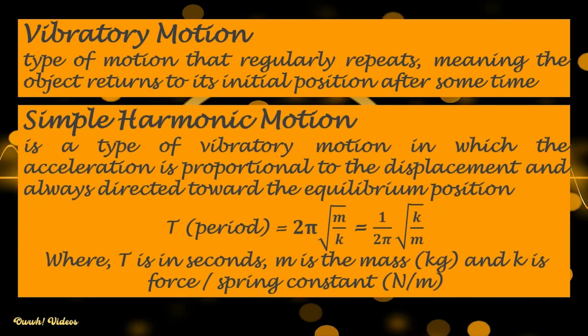Vibratory motion. Type of motion that regularly repeats, meaning the object returns to its initial position after some time. Simple harmonic motion is a type of vibratory motion in which the acceleration is proportional to the displacement and always directed toward the equilibrium position. T is 2 pi multiplied by square root of m over k, or 1 over 2 pi multiplied by square root of k over m, where T is in seconds, m is the mass and k is the force or spring constant.